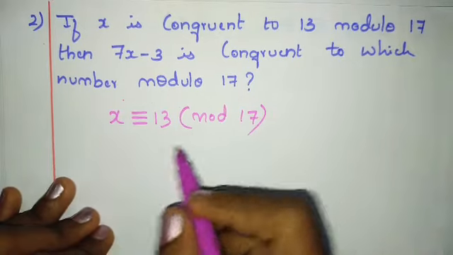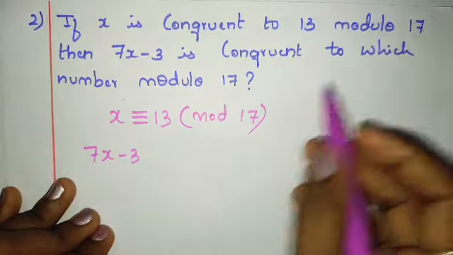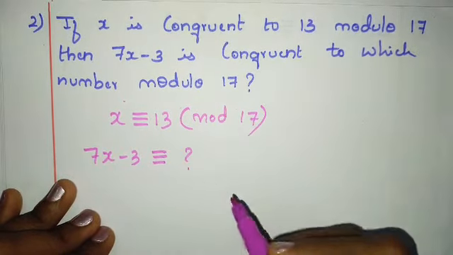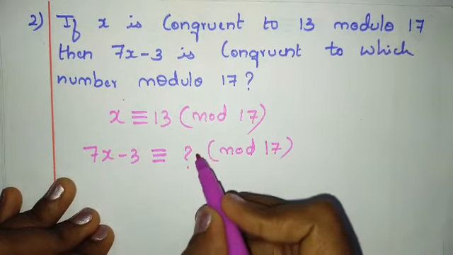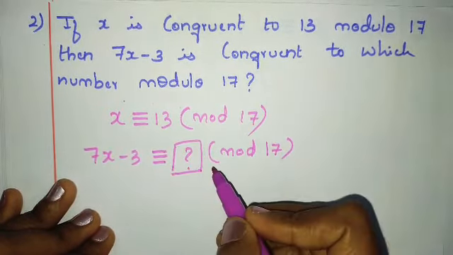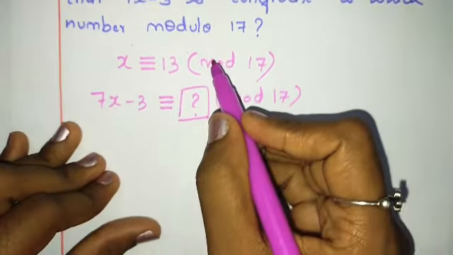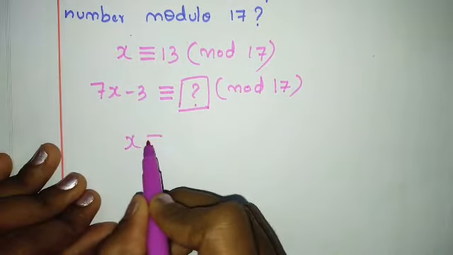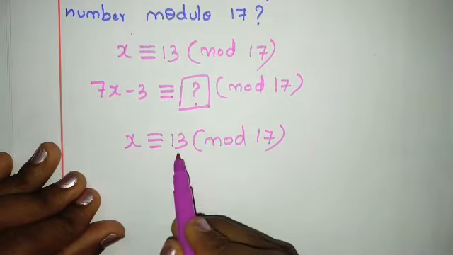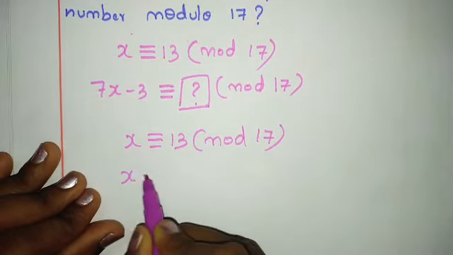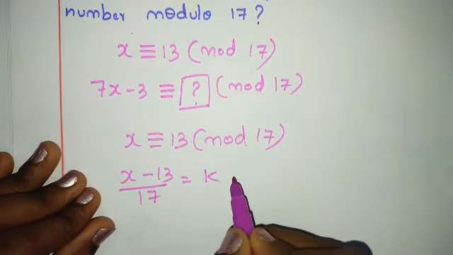Then they also said 7x minus 3 is congruent to which number mod 17. So you have to find this number now. Got it? So now we'll find x first by using this equation. X congruent to 13 mod 17. So as usual, a minus b divided by n. That is, x minus 13 divided by 17 is equal to some random integer. Let me take it as k.